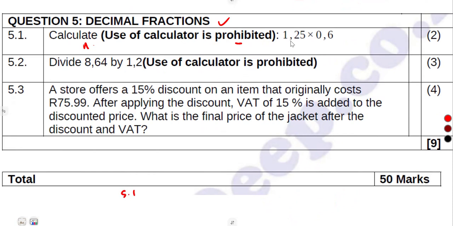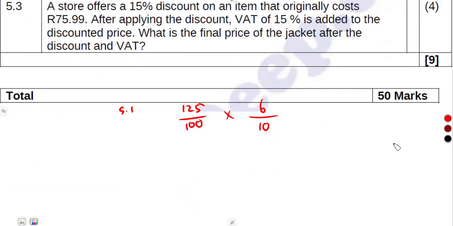We can simply change this one to a fraction. So the whole number that we have is going to be 125 over what? Our main decimal places are 2, so it's over 100, times 0.6. The whole number that we see is 6 over 1. That's 1 decimal place, so it's over 10. You can simply multiply. It is easier for you to multiply such numbers.